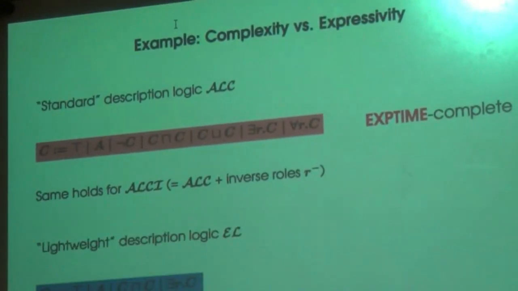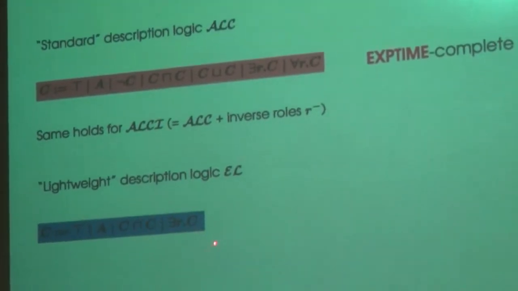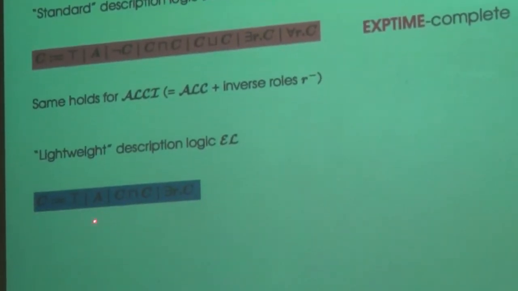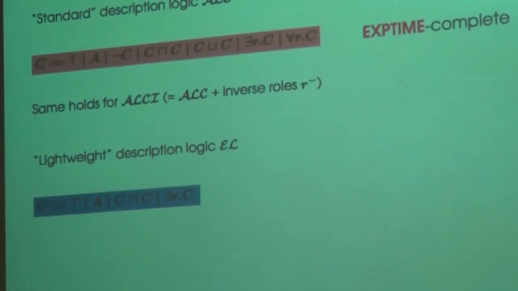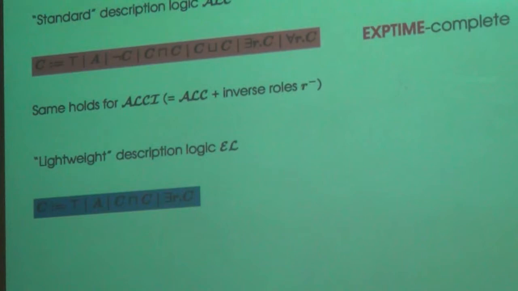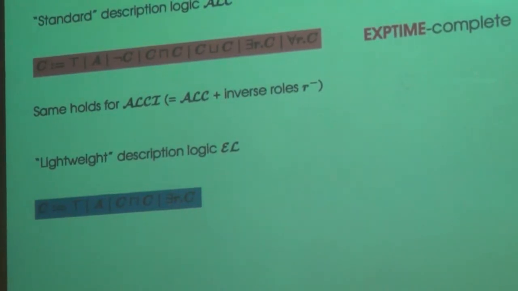Now let's consider what happens with EL. EL is a very interesting description logic. It's very simple, as you can see here: basically we have conjunction and existential restriction, and that's just about it. Why is it interesting? Earlier on I discussed these big medical and biology ontologies, and for most of them, this is what you need.